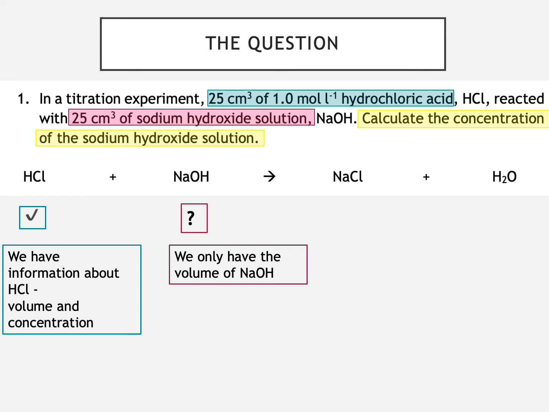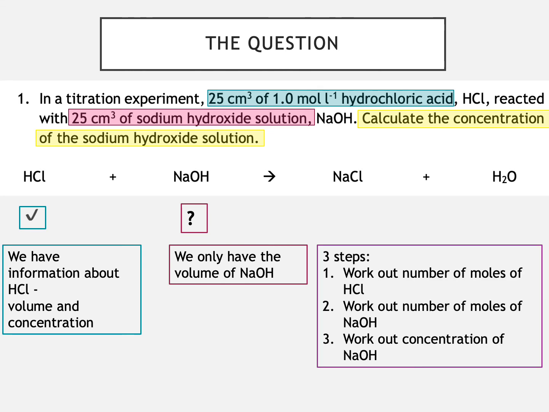So how do you answer these questions? I go with a 3-step. Step number 1, work out the number of moles of your hydrochloric acid. Step 2, work out the number of moles of your sodium hydroxide. And finally, step 3, work out the concentration of sodium hydroxide.